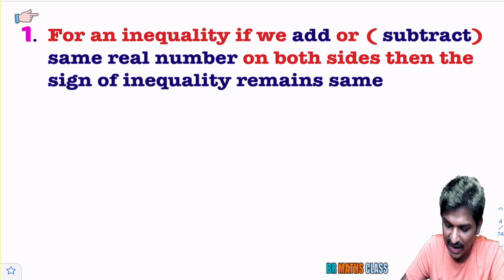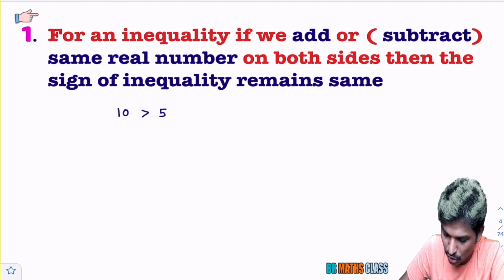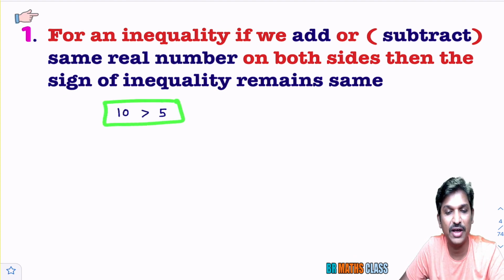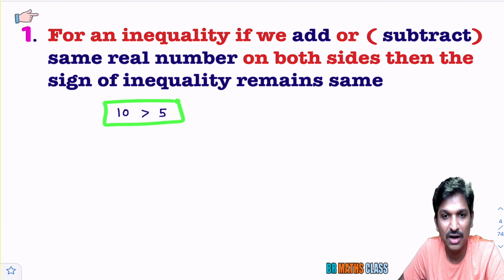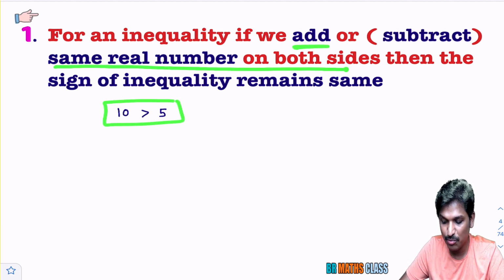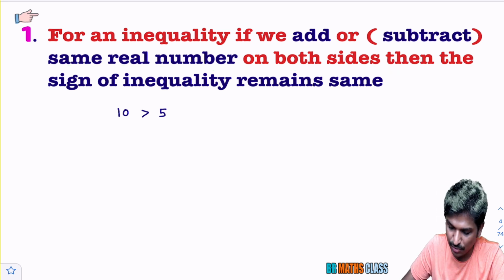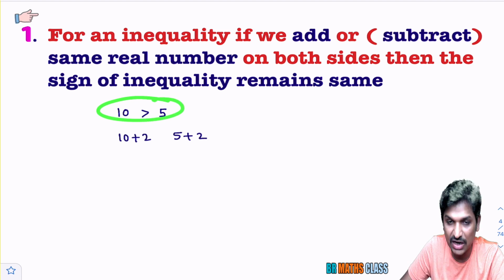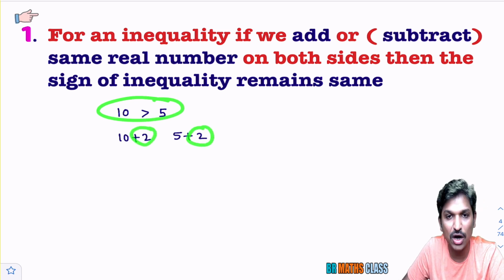Okay. Here I'll take one inequality, 10 greater than 5. This is true or not? Yes, 10 is greater than 5. This is the inequality. Now for this inequality, I'll add the same real number on both sides. You take one real number and add it to this inequality on both sides. For example, I'll take 2 and I'll add 2 on both sides. 10 plus 2, 5 plus 2. What happened? This is the inequality; for this inequality, I added 2 on both sides.